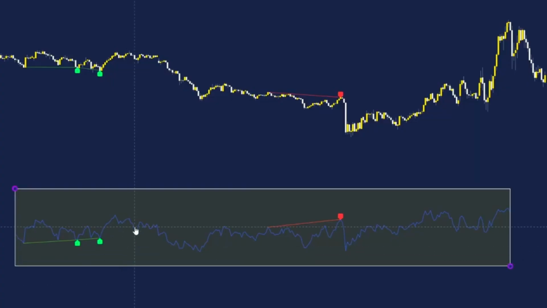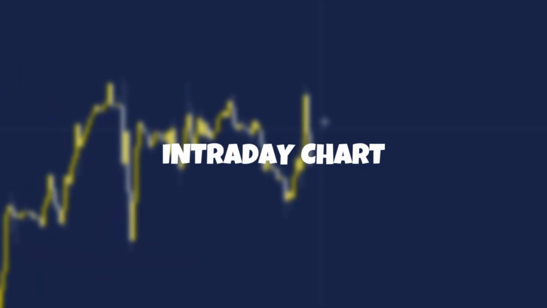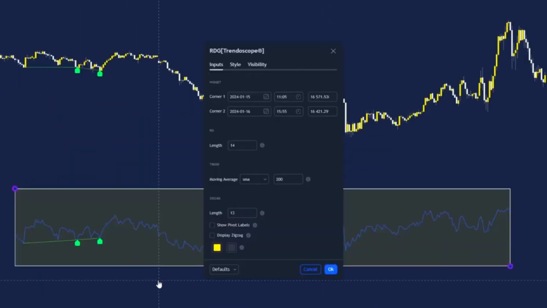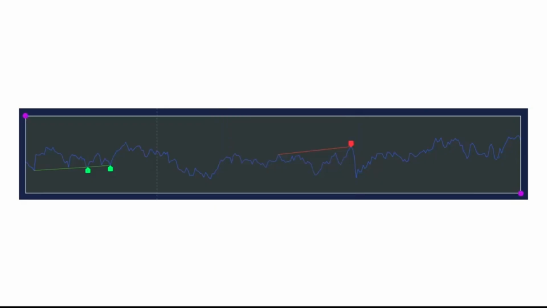Double click and open the Inputs tab. From here, we are going to change the RSI length. Because we are trading on the intraday chart, aka the 5-minute chart, let's change the length down from 14 to 9. This will optimize the results for the overall buy-sell trade entries. And now that we have our strategy trigger added, let's look at the next indicator.